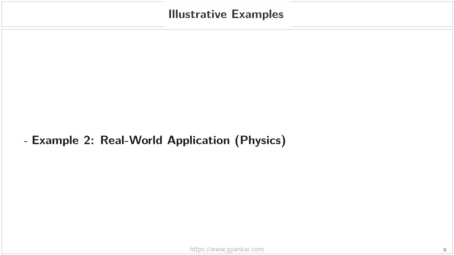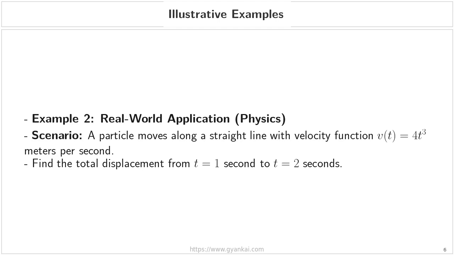Okay, let's move on to another example, this time showing how the second fundamental theorem of integral calculus can be applied to a real-world problem. This example comes from physics. The scenario presented is: a particle is moving along a straight line, and we know its velocity as a function of time, given by the equation v of t equals 4t cubed, where v is measured in meters per second.